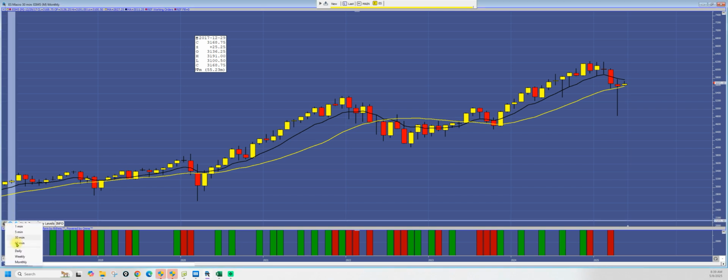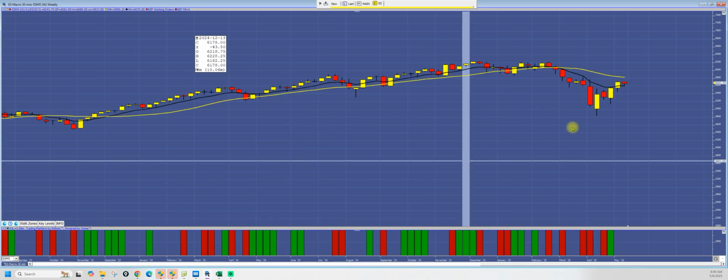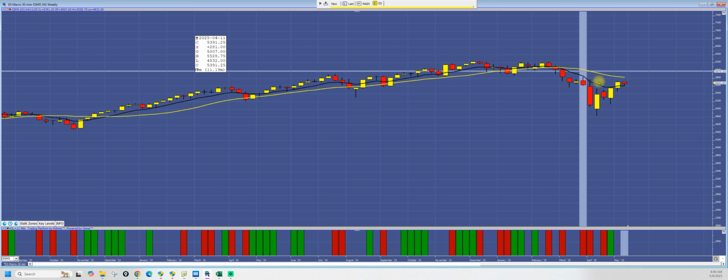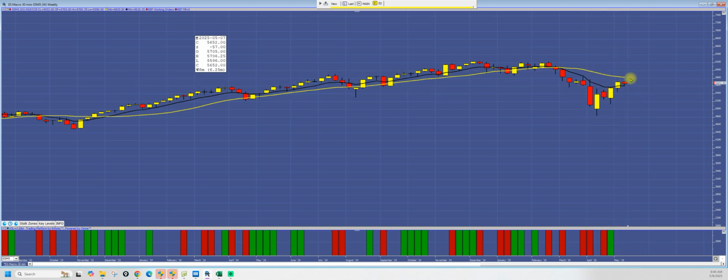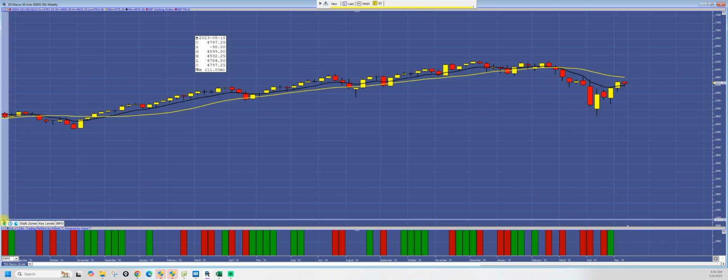Going to the weekly, you can see same thing. We're starting to get a downward trend. We've taken it back, and now we're above the 9. Coming up to test the 20, so the downward trend is being challenged.